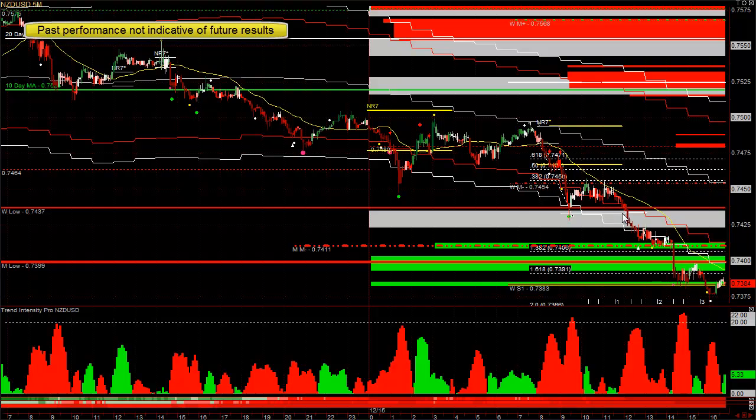So, count yourself lucky that this trade worked. You made about 40 pips there and you get out.